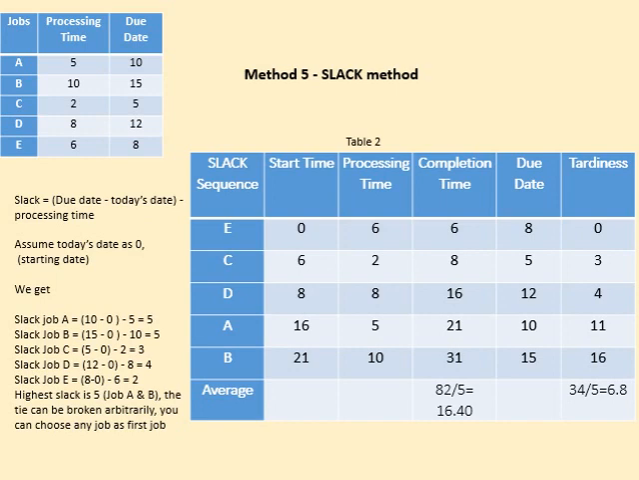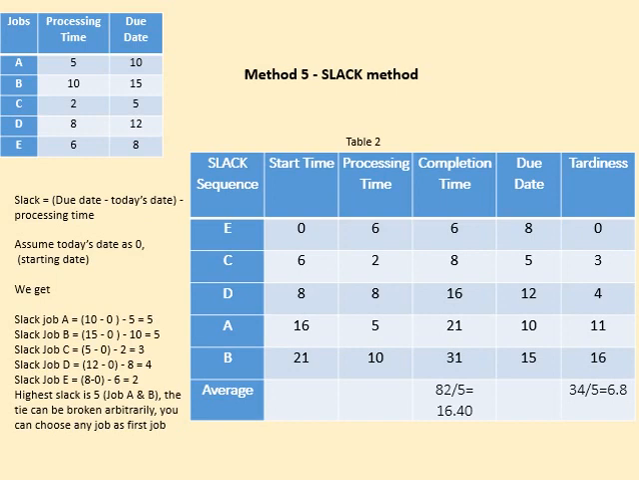We observe that job A and job B both have slack as 5 days. The tie can be broken arbitrarily and any one of the jobs can be assigned after job D. Here we are assigning job A and then job B. After calculations, we get the average completion time as 16.40, the average tardiness as 6.8, highest tardiness as 16 and 4 number of jobs as tardy.